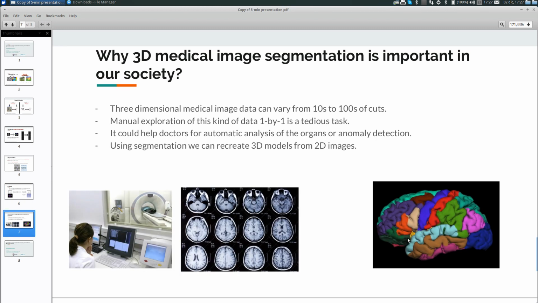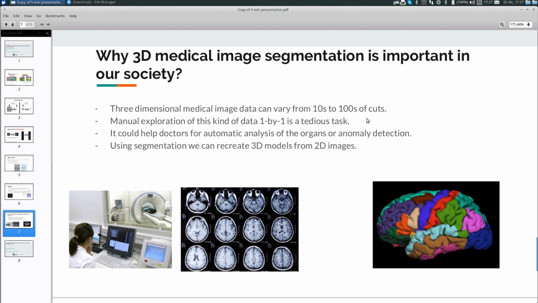Finally, we want to clarify that this work could have a good impact on the medical field in our country for the following reasons. First, medical images can vary from tens to hundreds of scans, and it is inefficient and tedious to manually analyze this data one by one in order to find anomalies or to analyze the different structures or organs contained in these images. So, CNNs could do that job for the doctors in an automatic manner.